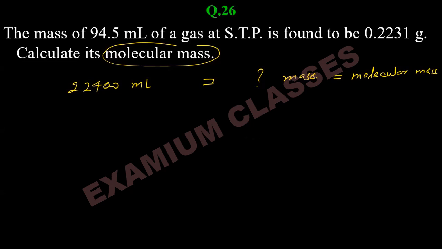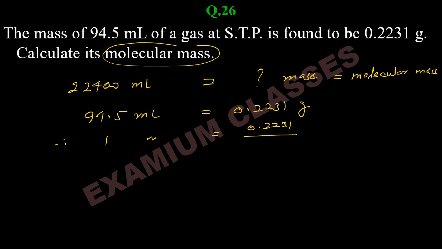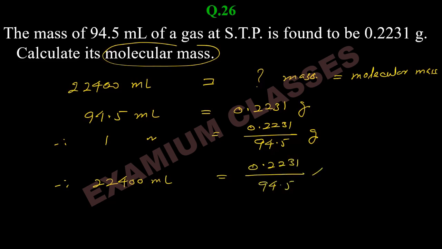And what is the relationship given to me? The relationship is 94.5 milliliter is equal to 0.2231 gram. Hence, 1 milliliter will be equal to 0.2231 divided by 94.5 grams. Hence, 22,400 milliliters will be equal to these many grams, and 22,400 milliliters is equal to 1 mole. So whatever grams are there, those will be equal to the molecular mass. That will be the answer.